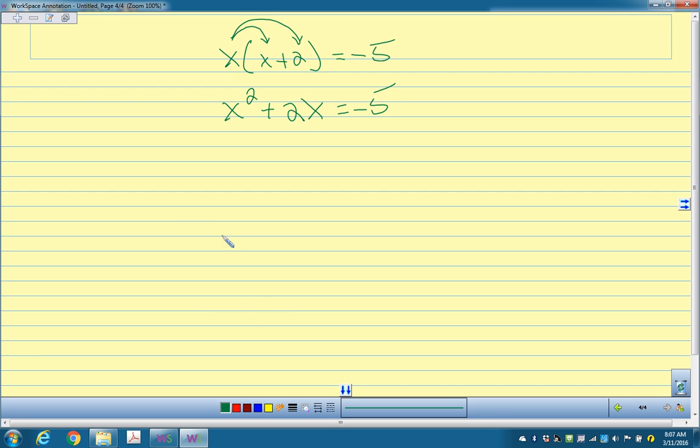Now can I use the quadratic formula? No. Yeah, you need to get it equal to 0. You can't use the quadratic formula until the right side is equal to 0. So I'm going to add 5 to both sides. x squared plus 2x plus 5 equals 0. Okay? Now you guys try to use the quadratic formula.